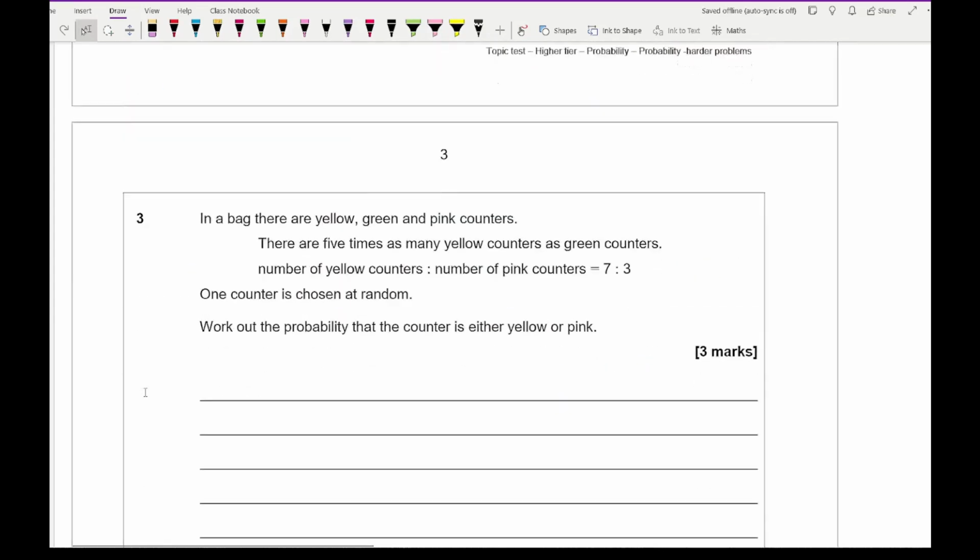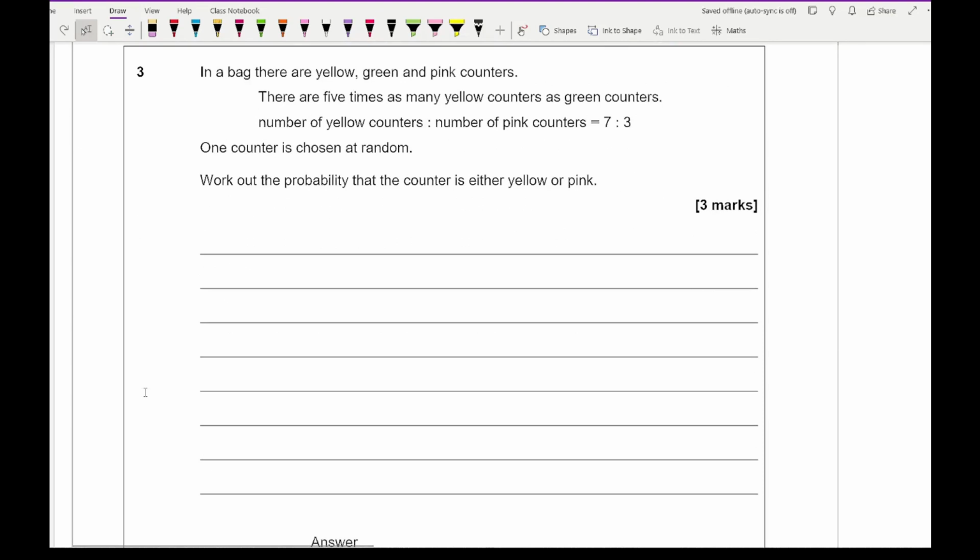So then moving on to question 3, it says in a bag there are yellow, green and pink counters. There are 5 times as many yellow counters as there are green counters. The number of yellow counters to the number of pink counters is in the ratio of 7 to 3. 1 counter is chosen at random. Work out the probability that the counter is either yellow or pink.